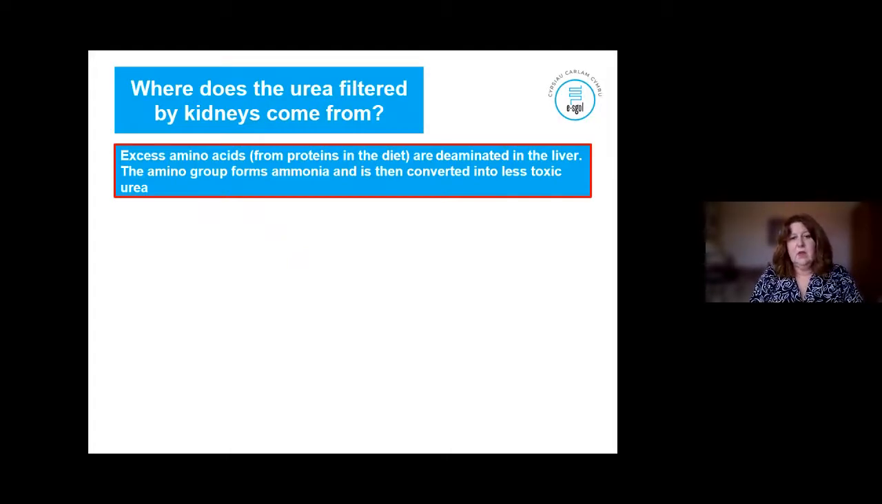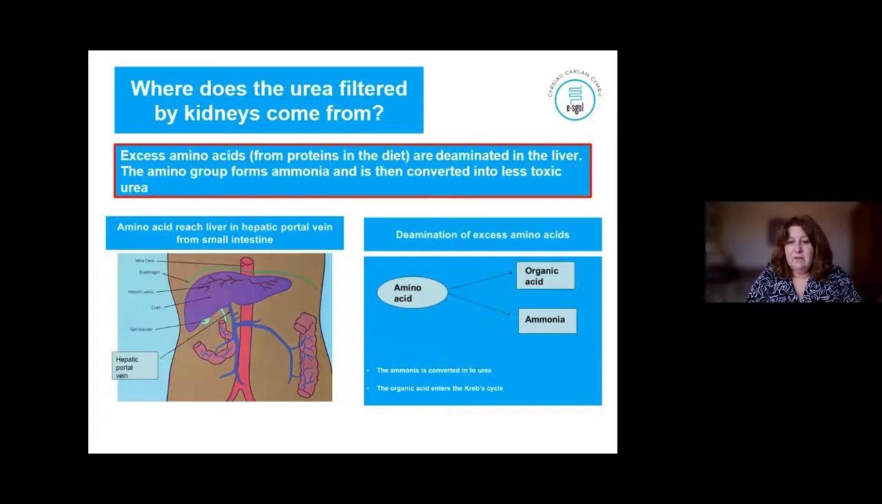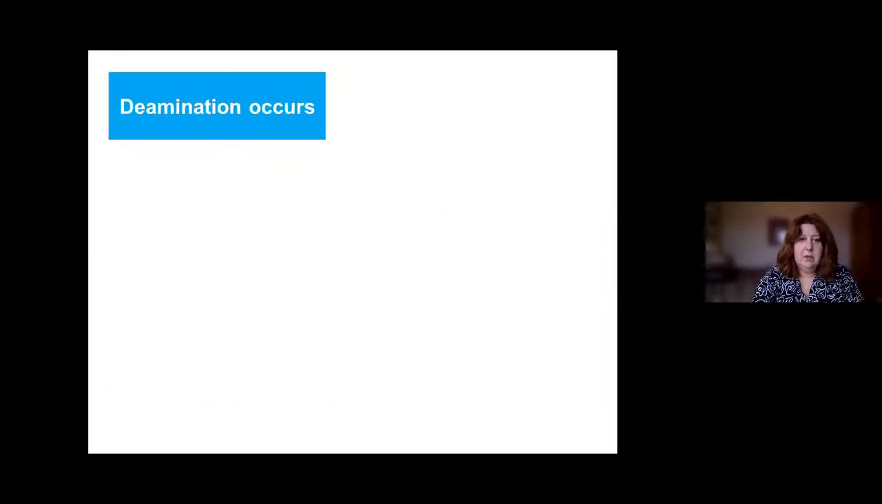So what happens is that we cannot use excess amino acids. They have to be removed from the body. And in fact, they're kind of dismantled. So amino acids will reach the liver from the small intestine in a special little vein called the hepatic portal vein. And then in the liver, the excess amino acids from any excess proteins that a person's taken in their diet will be split into two parts: organic acids, which can then be fed into part of Krebs as part of respiration, or converted into ammonia.